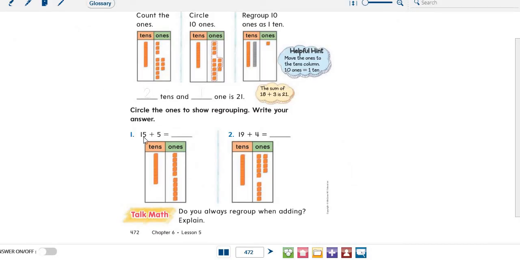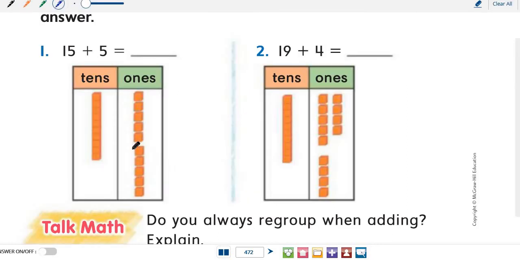Here we have 15 plus 5. Let's see if we need to regroup or not. 1 ten, and here we have 5 ones and 5 ones. 5 ones plus 5 ones equals 10 ones. So what do you think, grade 1? Do we need to regroup? Yes, of course. Since we have 10 ones, we need to regroup these 10 ones as a ten. So let's circle 10 ones. We will regroup these 10 ones as a ten. Just like this.